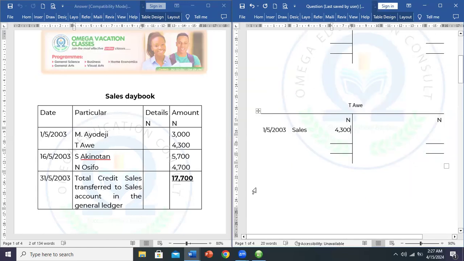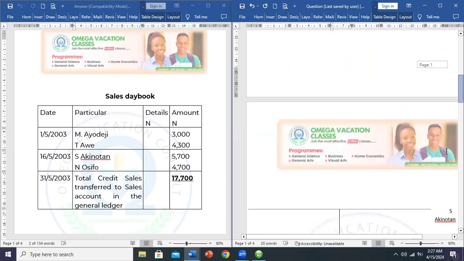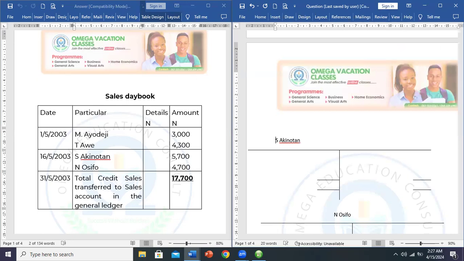Please, any questions so far? Okay, no question. My students are observing what I'm doing, I guess. Okay, so we move to S. Akinotan. So we are going to debit S. Akinotan as well.